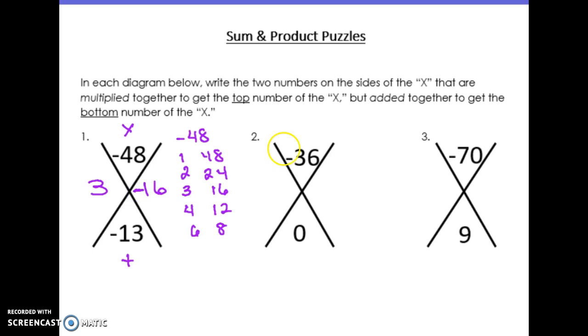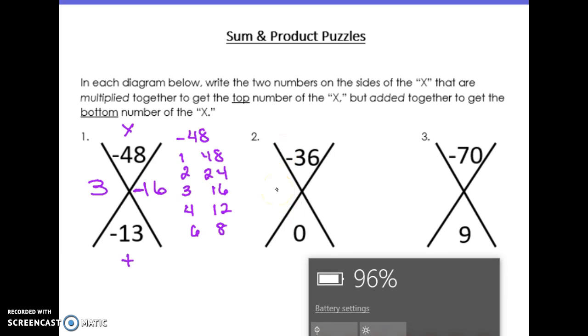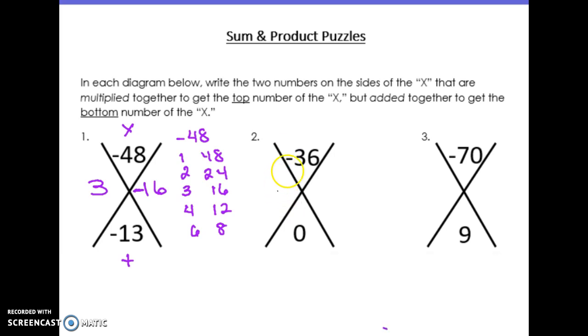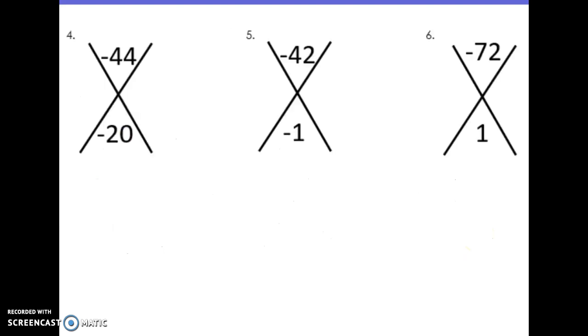So for negative 36, that's actually a little bit easier. In order to multiply and get negative 36, we're going to take 6 times negative 6, and they add up to 0. Okay, for negative 70, we have a 14 and a negative 5. So 14 times negative 5 is negative 70, and they add up to 9. So I want you guys to try the puzzle and then check the answers.